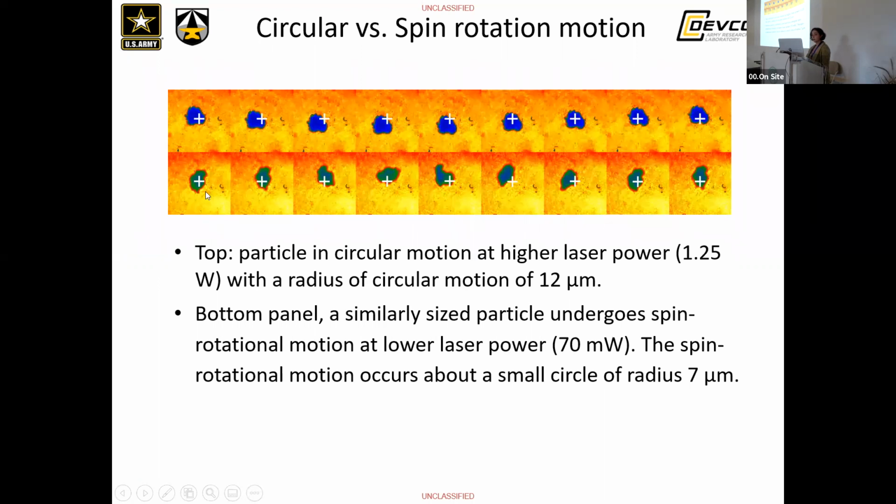And then on the bottom here at lower laser power, this is a different particle, but it's roughly the same size and it's the same composition. This is a JSC Mars analog, which is made of palagonite. You see that at lower laser power, we're able to get a rotational motion. So this starts out at 0 degrees, and then here you can see it's at roughly 90 degrees, and then it rotates back around to 0 degrees.